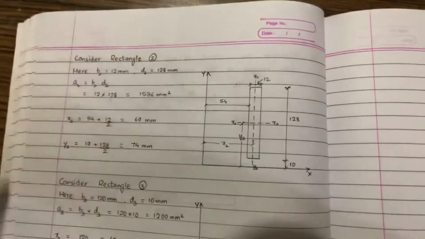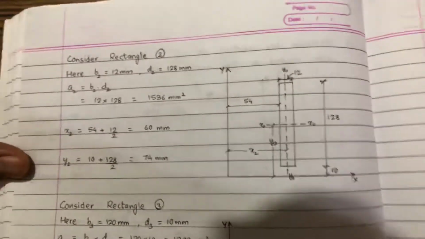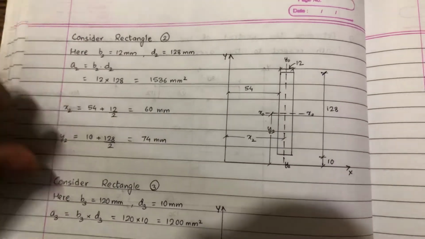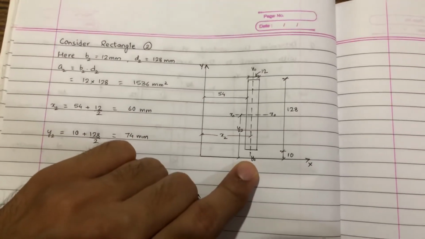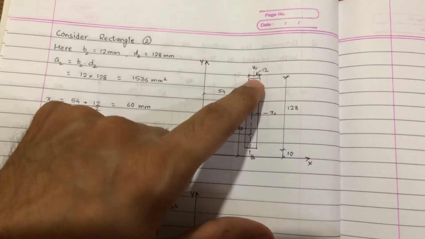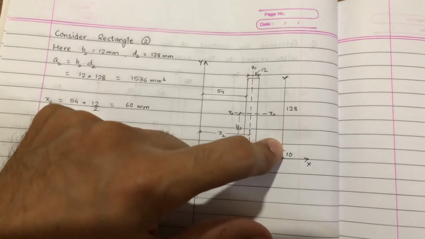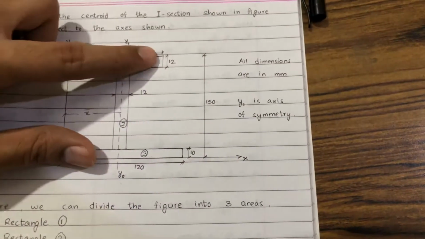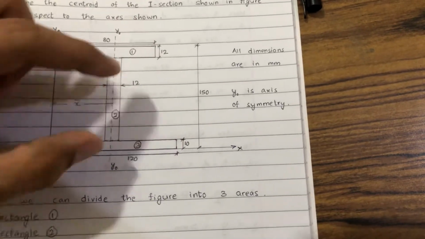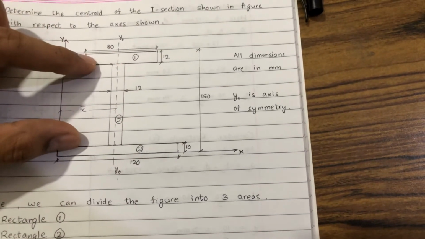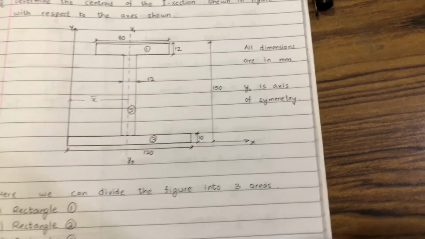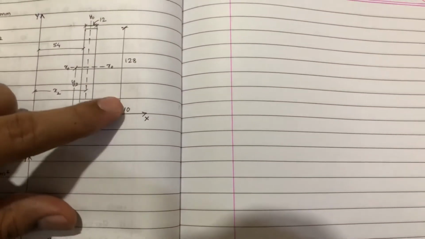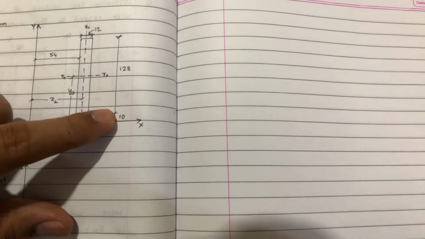Now, next you have to consider rectangle number 2. In considering rectangle number 2, the base B2 is 12 mm, and the depth D2 is 128 mm. That you can calculate because the total height is 150. So 150 minus 12 minus 10 will give you this height, that is equal to 128 mm. And from here till here, the height is 10 mm.